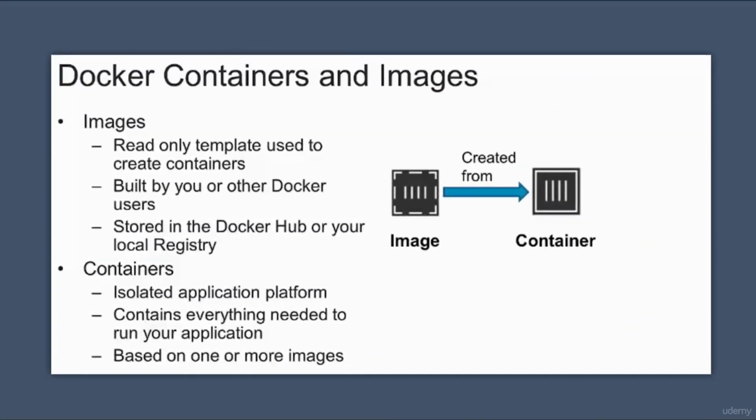So what are images? Simply read-only templates used to create containers. So think of this as a template, right? And you create containers. You create several containers, thousands, millions, and billions. For example, Google creates 2 billion containers every week. They're built by you or other Docker users, and they're stored in the Docker Hub or the local registry. These images can be pulled from the registry. So once you upload or store them on an online registry, such as Docker Hub, you can push and pull these images.